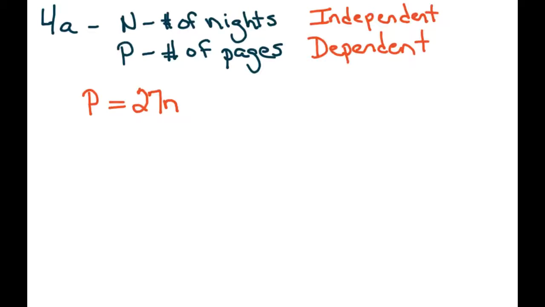And we know that we're multiplying here because we multiply nights times pages per night. And whenever you see something like that that says per night or each night, most of the time that indicates that you're going to do multiplication as your operation.